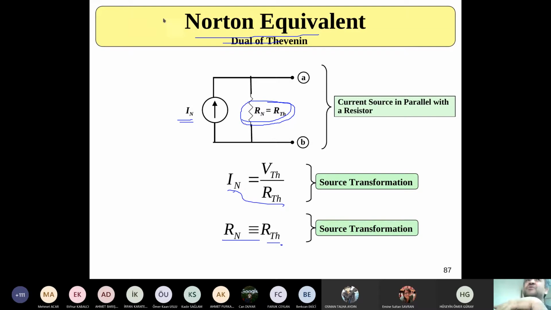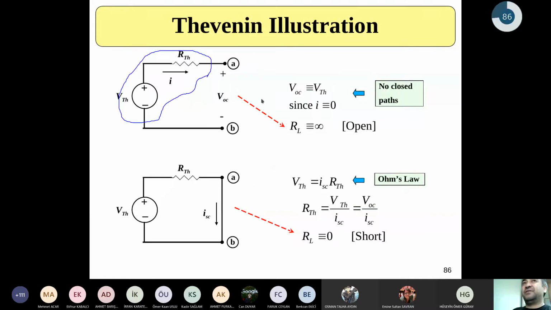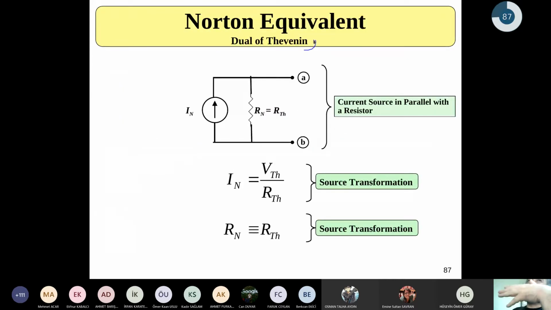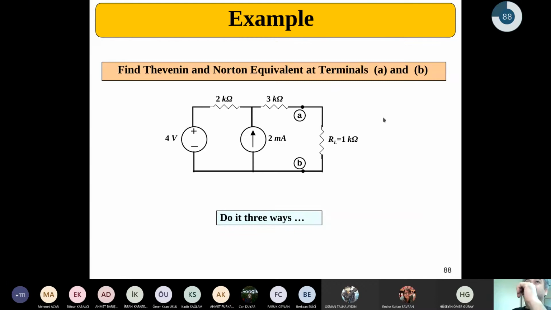This is very useful. On many occasions, you'll see that we'll be using source transformation, or the Thevenin theorem and the Norton theorem. The Thevenin equivalent circuitry and its dual, the Norton equivalent circuitry, simplify the circuits and make the analysis easier. Now, let's try to find the Thevenin and Norton equivalent of this circuitry.